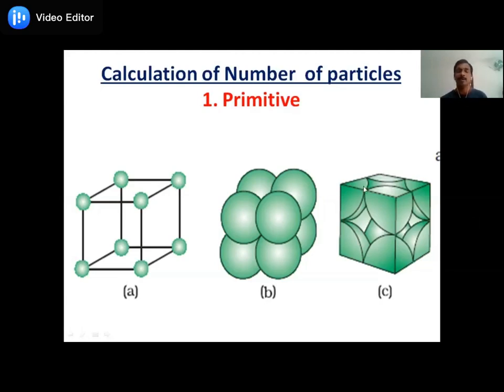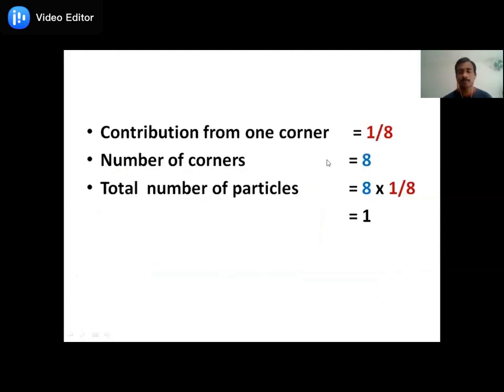Only 1/8 of a particle from a corner belongs to one unit cell. So how many such corners are present? 8 corners. So total number of particles, 8 into 1/8 equal to 1. Contribution from one corner, 1/8. Number of corners, 8. So total number of particles, 8 into 1/8 equal to 1.